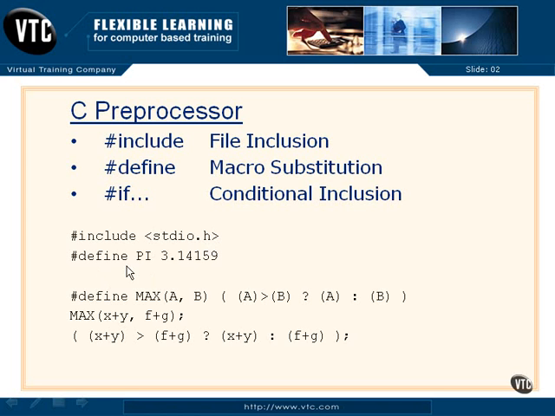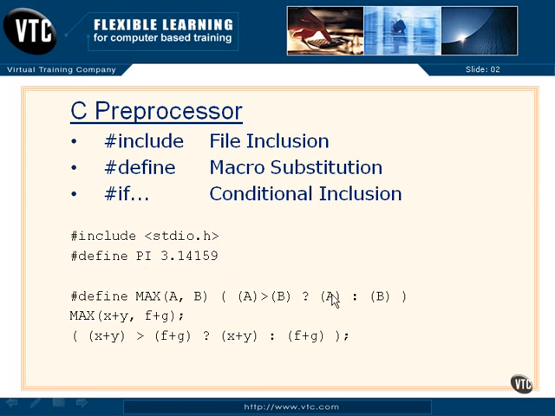Here's a very simple define of the letters PI to be this number 3.14159, and we normally make constants like this uppercase so that you can see them when you're working with them in the code. So that if you set something equal to capital PI, it's actually going to be replaced with this number before the code is ever compiled. Those letters will never make it through to the compiler.